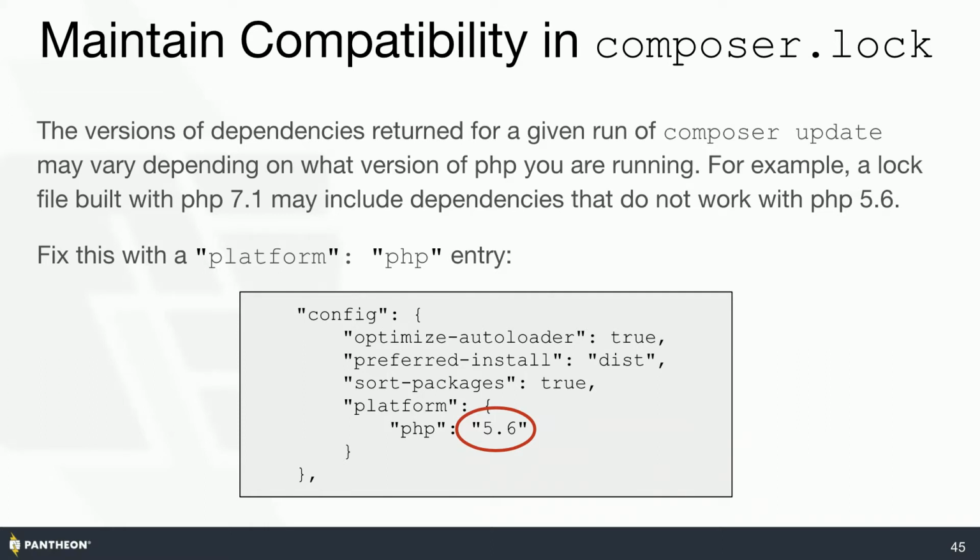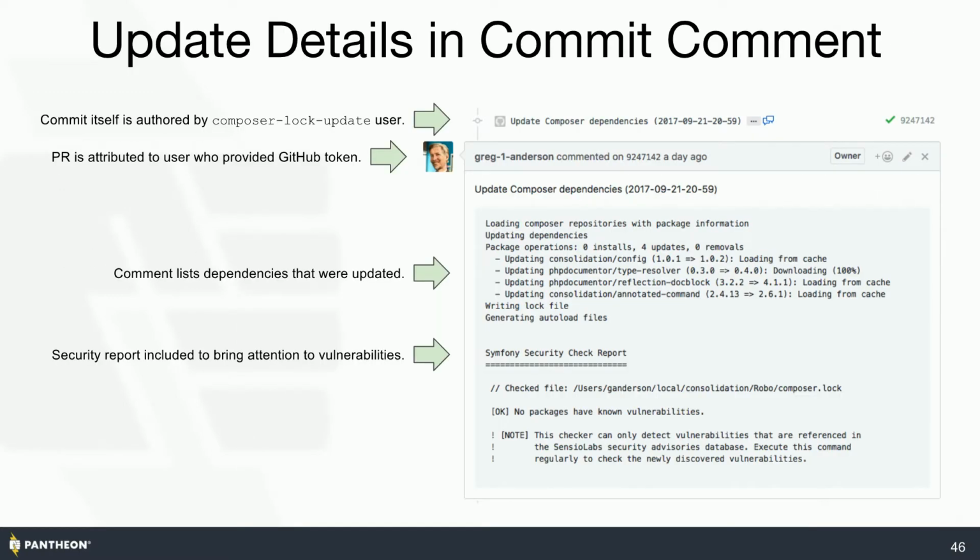So the way you prevent that is inside of your composer JSON config section, you make a platform section that says PHP, and you provide the version number that you want Composer to use when it's resolving dependencies. So now, with this in your Composer JSON, even if you're using PHP 7.1, you're going to get dependencies that work with PHP 5.6. So you can commit that Composer lock to your project and not run into any problems.